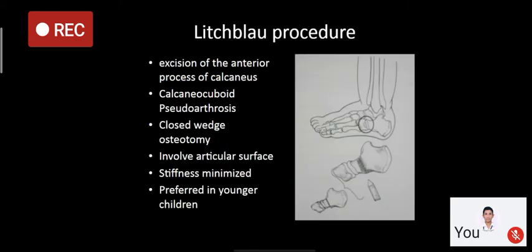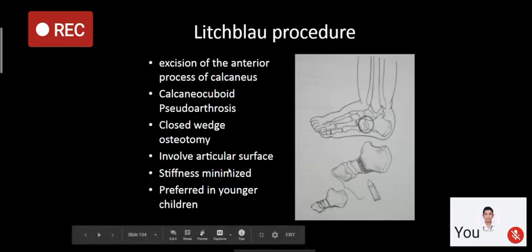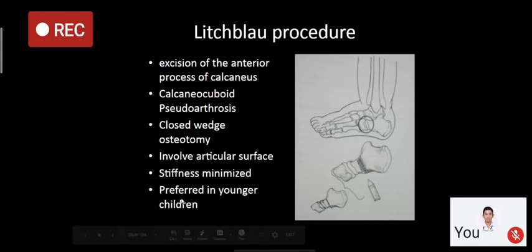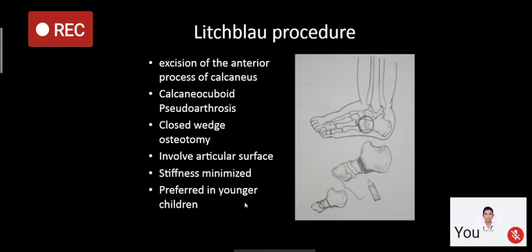So the procedure described is Lichtblau procedure. In Lichtblau procedure, the anterior process of calcaneum is excised, so lateral column is shortened, and this is a closed wedge. We remove the wedge of bone and close this wedge, so lateral column will be shortened, and this does not involve the articular surface and is preferred in younger children.